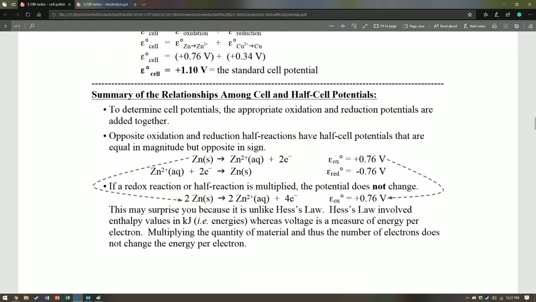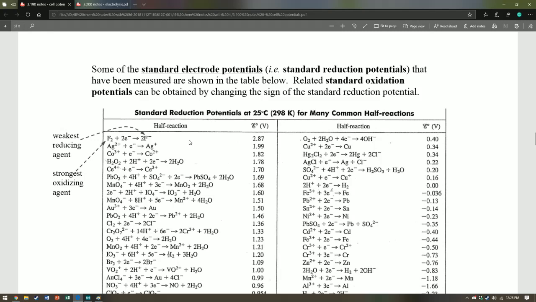To determine cell potentials, the appropriate redox reactions must be added together. If you flip the reaction, you flip the sign. However, if you multiply it by a scalar, the potential does not change. What does change is the amount of energy released. However, remember, voltage is energy per electron, and you don't change the energy bit, you change how many electrons transfer overall. So, although more energy is transferred, the amount of energy per electron is the same. You just have more of them.